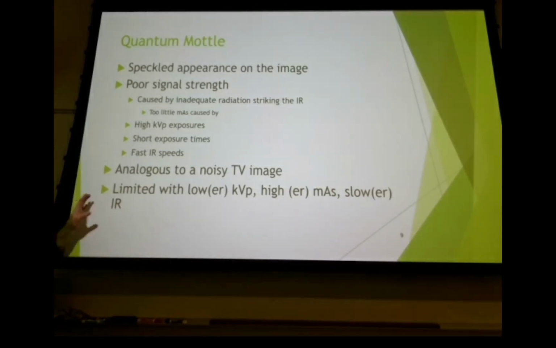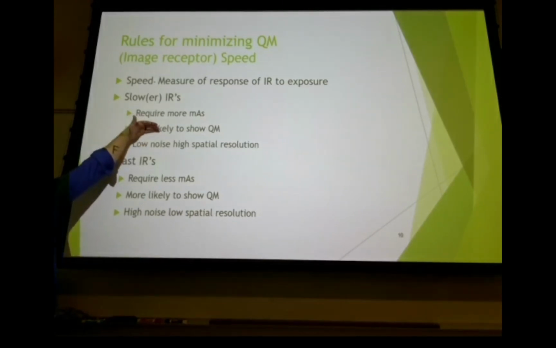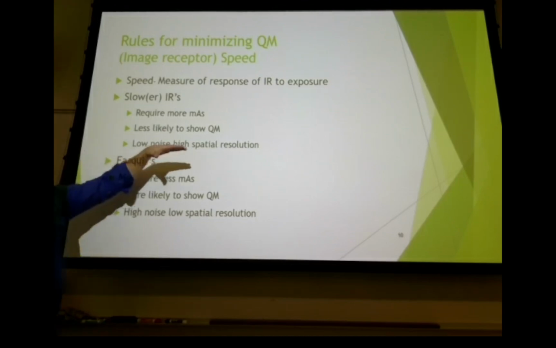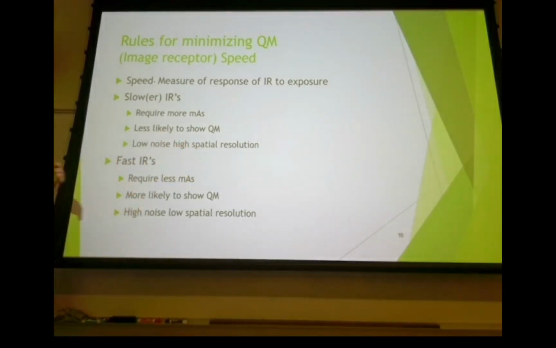And because of the reasons I'll talk about here in a minute, slower image receptors require a higher dose of radiation, which is going to increase patient exposure. So the rule for minimizing quantum mottle is the speed of the image receptor. Slower image receptors require more mass. Since they require more mass, they're less likely to show quantum mottle, and they have a low noise to signal ratio. So they're not as noisy.